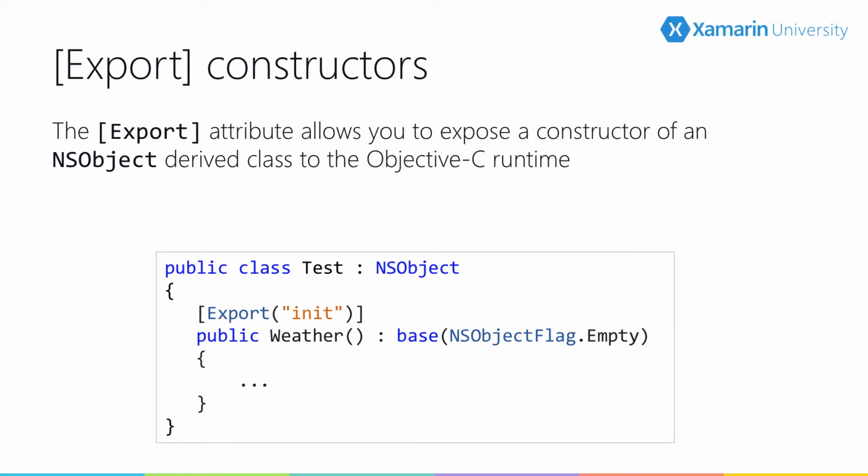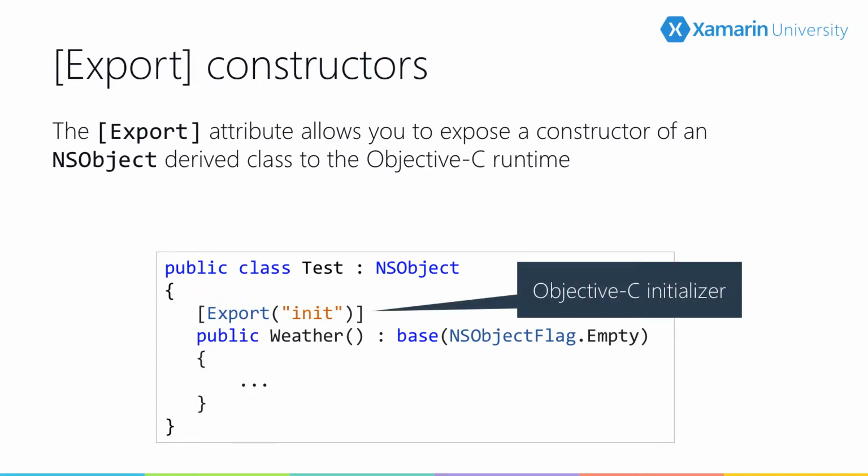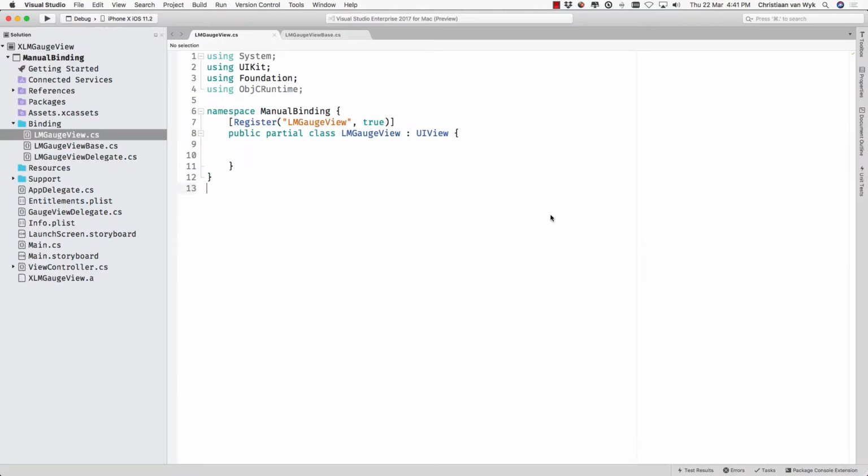The export attribute allows you to expose a constructor of an NSObject derived class to the ObjectiveC runtime. In this example, the constructor exports the default ObjectiveC class initializer. I want us to explore the default constructor implementation for a couple of minutes.